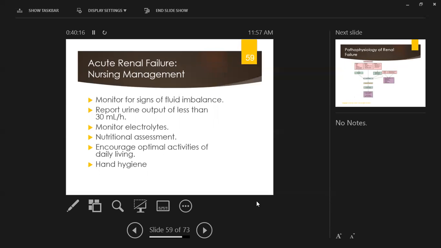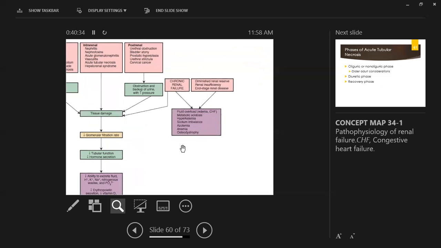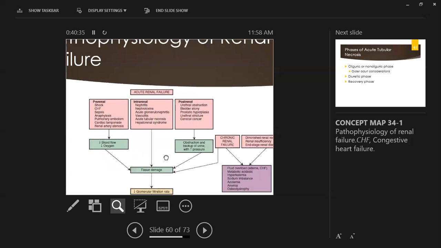Nursing management of acute renal failure: we're going to monitor for signs of fluid imbalance, report urine output of less than 30 milliliters per hour, monitor electrolytes, do a nutritional assessment, encourage optimal activities of daily living, and teach and encourage hand hygiene. So here is a really good concept map for the pathophysiology of renal failure.